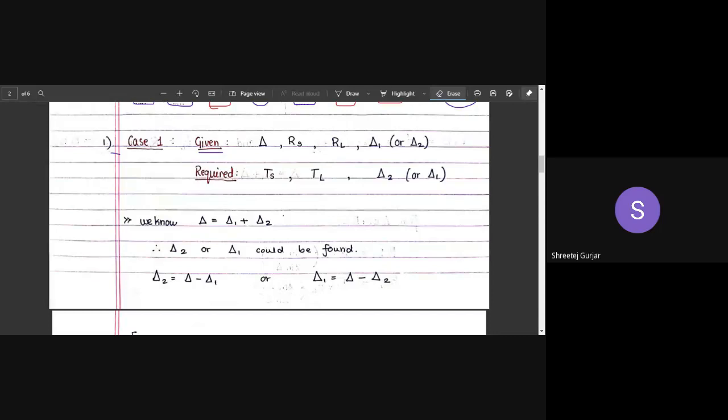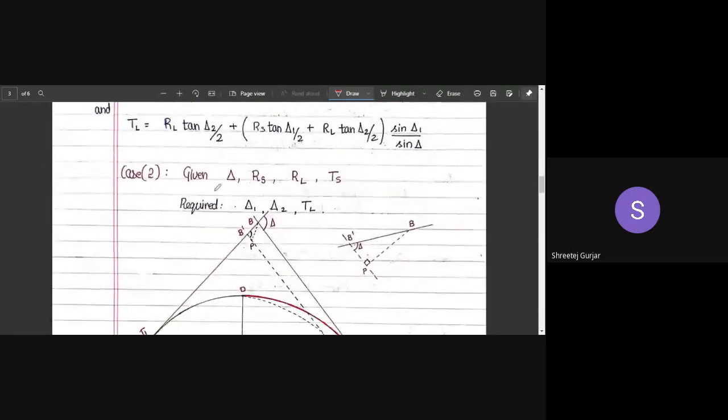The data which was given was, these are common. Delta 1 was given to us. In the second case, let us see what is given to us. These three are common. TS is given to us. Now, what is remaining? TL is unknown. TL is what we have to find out, and both the deltas, delta 1 and delta 2, we have to find out.